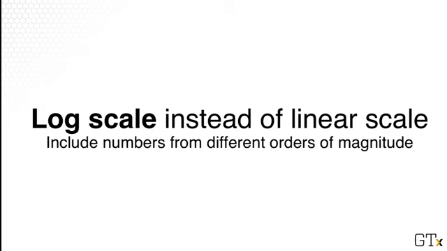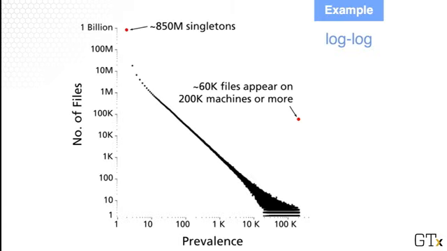In those cases, instead of a linear scale, you will want to use a log scale. Log scales will allow you to compress a wide range of data and put it in a much more compact layout. Here's an example showing how we apply a log scale to both the vertical and the horizontal axes, so we're doing a log plot. The data that you are showing here is what we call file prevalence, meaning how many machines a file, let's say Microsoft Word.exe, would appear on.